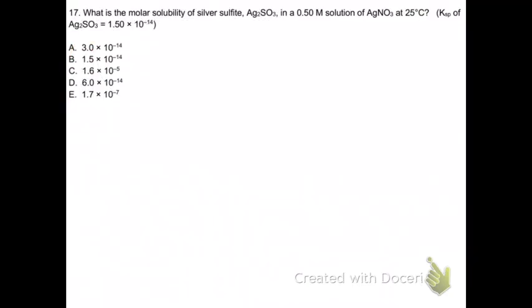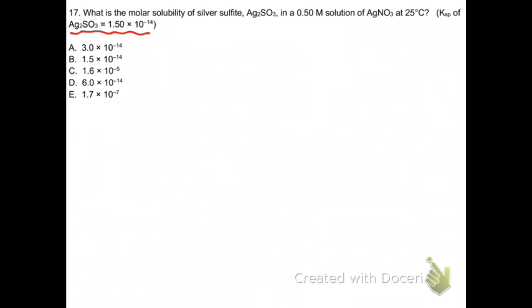In this problem, we're looking for the molar solubility of silver sulfate, Ag2SO3, and we've got a solution of silver nitrate. This has a common ion. We'll get into that in a second. And then we're given a KSP of silver sulfate. If you're not sure where to start, if you're ever given a KSP, I recommend writing out the reaction for KSP.